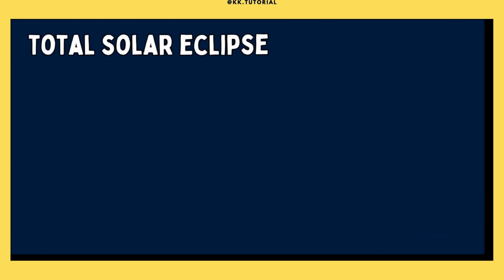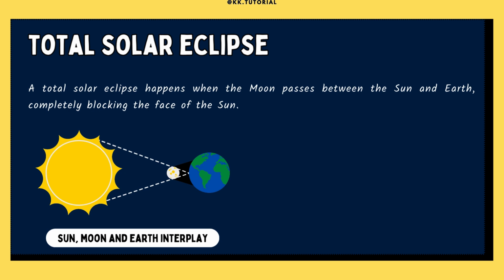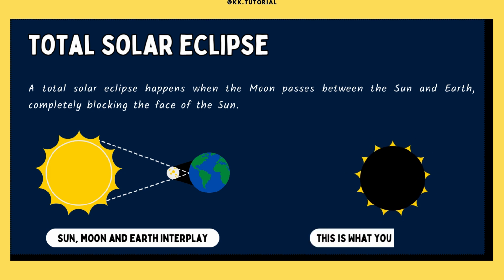So the second solar eclipse is the total solar eclipse. A total solar eclipse happens when the moon passes between the sun and earth, completely blocking the face of the sun. This is what you see from earth.